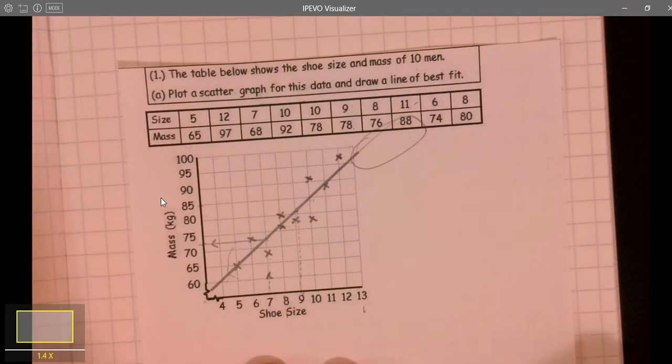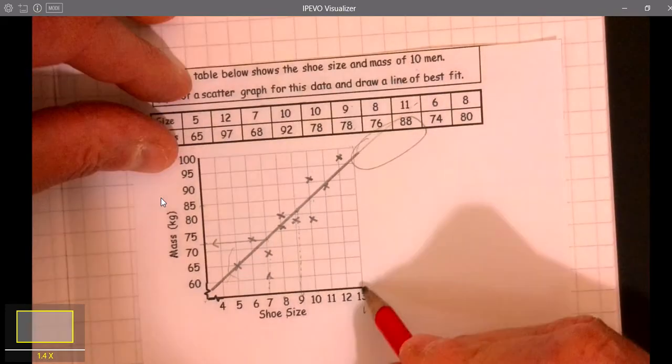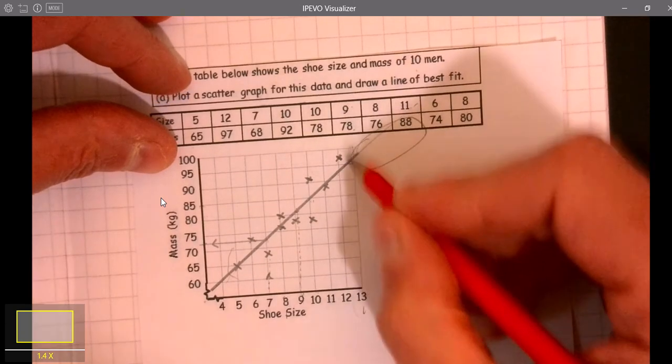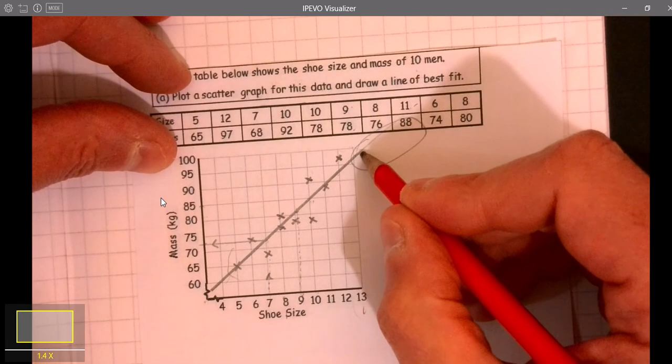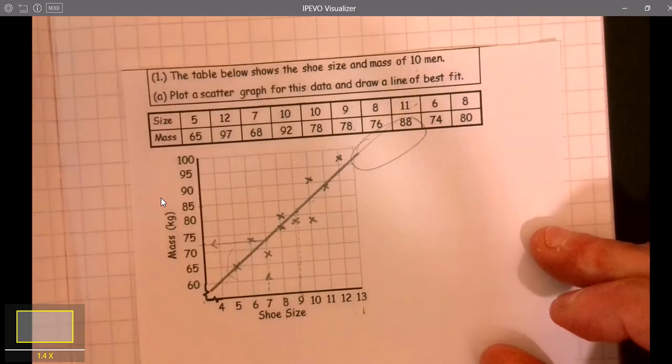Okay? Within the range of the data that I've got. This one is outside the data that I've got. I don't know what's going to happen over there. It may well go on in the same kind of line, but we don't know that. So we cannot do that.